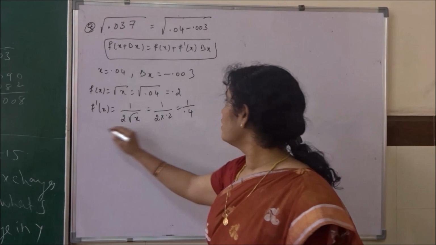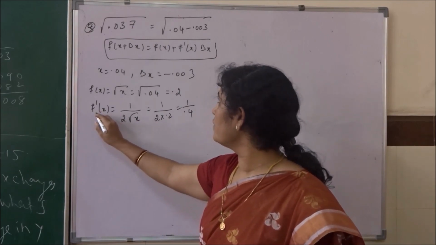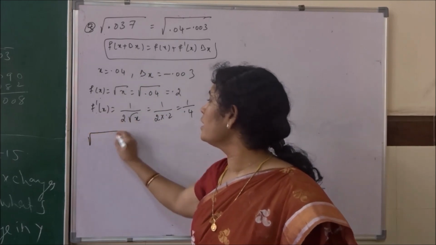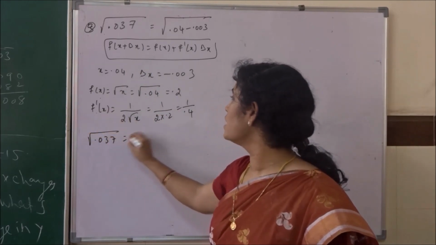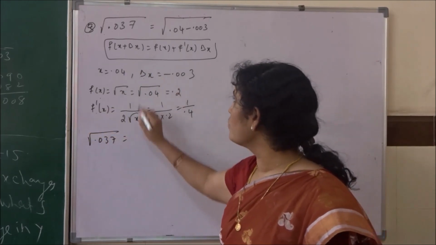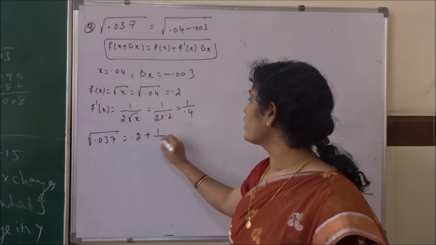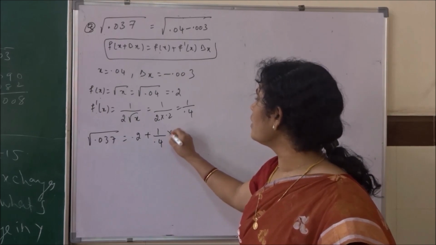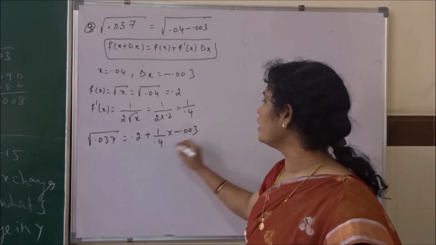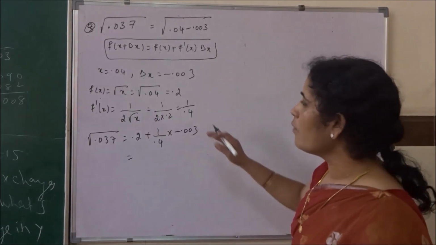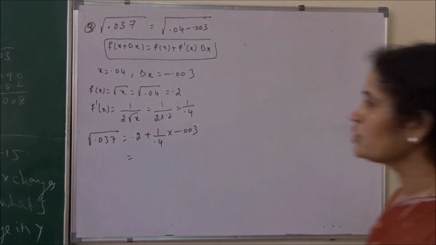Now f dash of x we have, delta x we have, and f of x we have. Now finally, take root 0.037, that is equal to, what is the formula? f of x, 0.2, plus f dash of x, which is 1 upon 0.4, into delta x, minus 0.003, and simplify, you will get the final answer. Clear to you? Okay, fine. Now let me take one more question also.